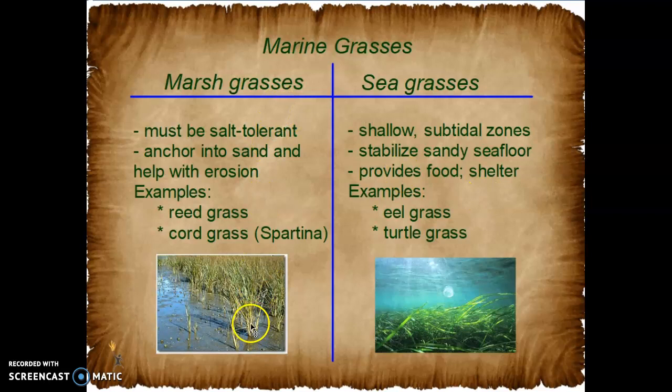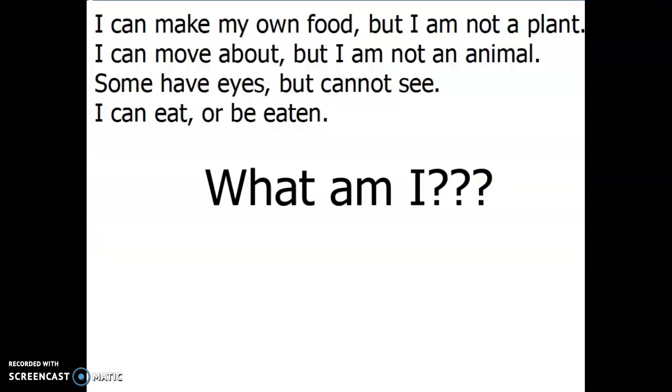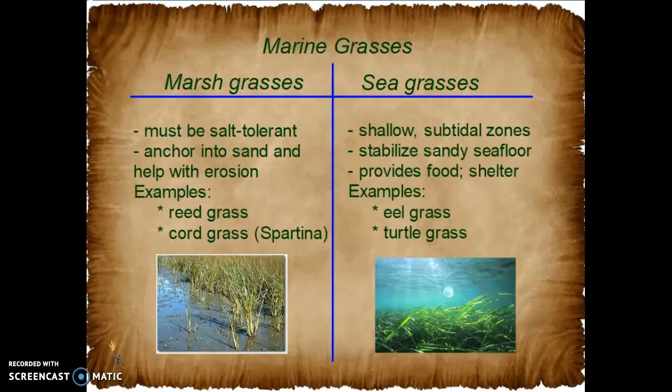These are examples. This is called Spartina. If you've ever touched that, it'll actually cut you if you pull it up. Okay, reed grass is another example, and then different sea grasses are eelgrass and turtle grass. But we'll get to these a little bit more deeply another day.